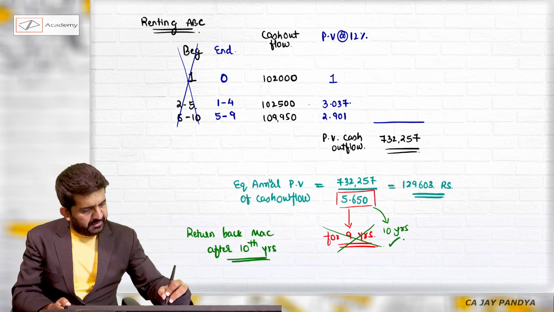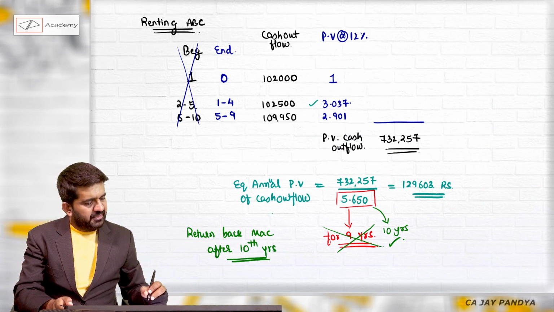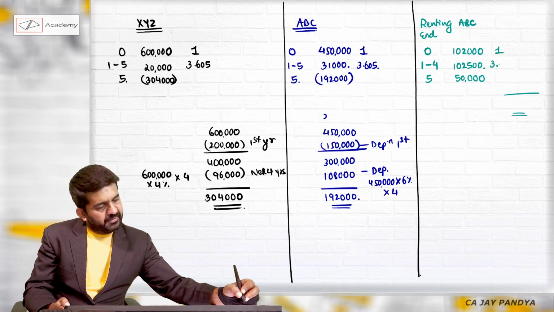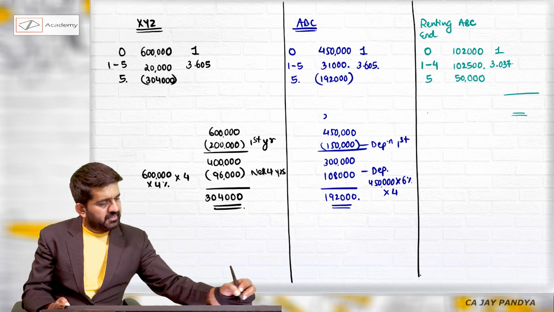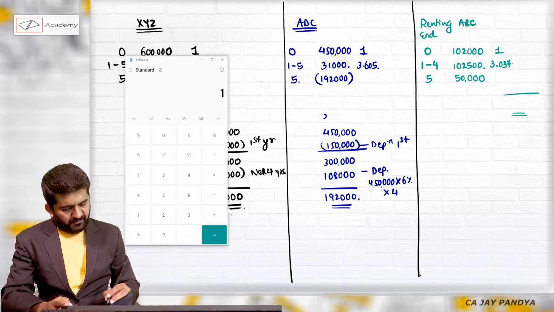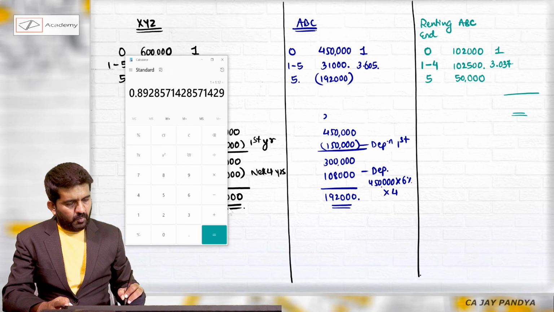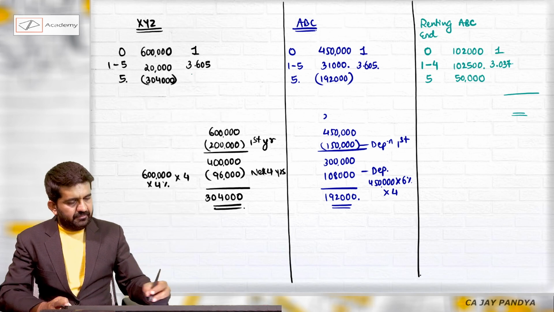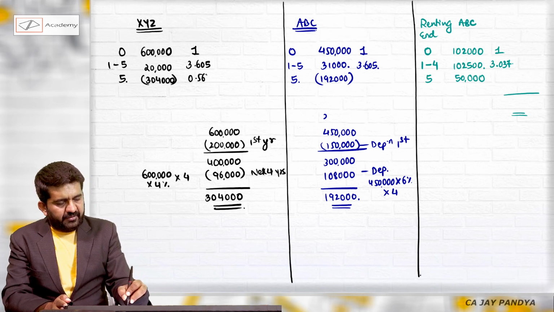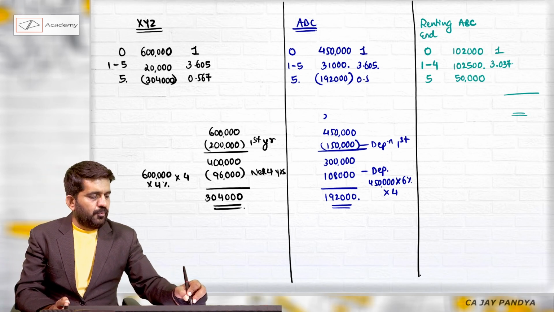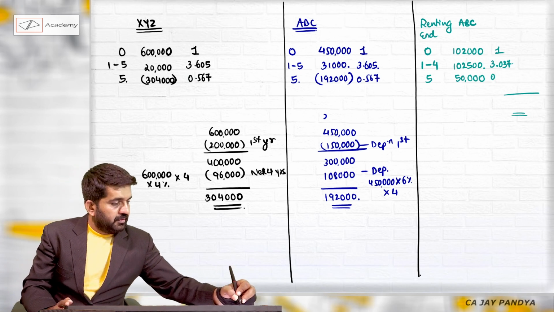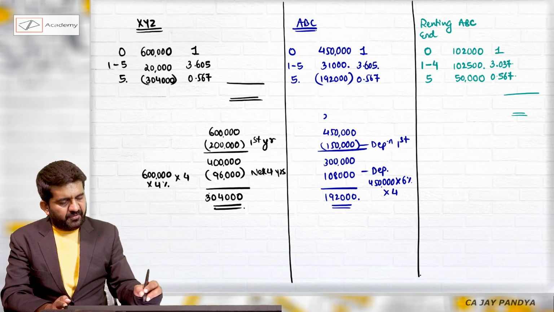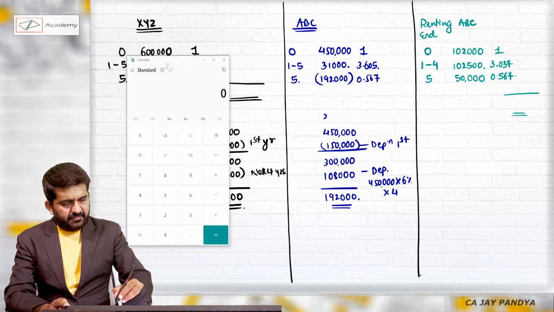Renting of ABC: 3.037. Let me find out the factor at the end of the fifth year. 1 divided by 1.12, 1, 2, 3, 4, 5. 0.567. Let me find out the present value of cash outflow in all three cases.